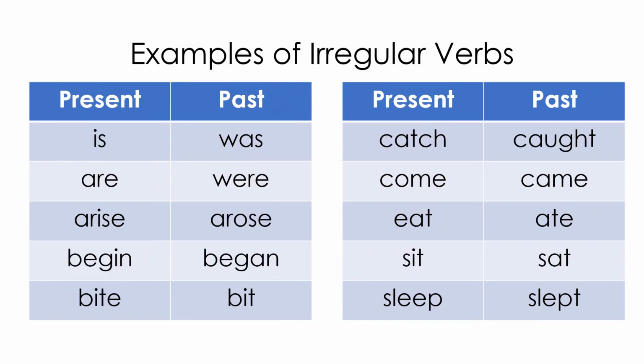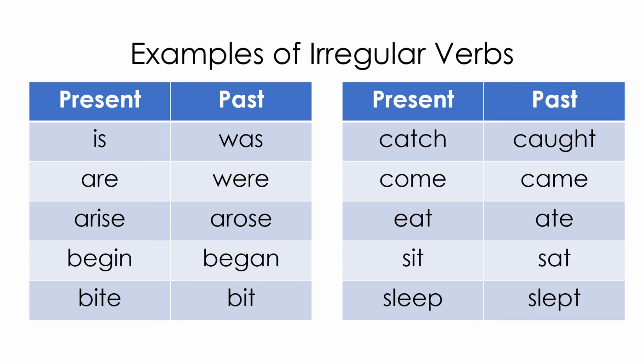Here are some examples of irregular verbs in their present and past tense. Remember, we do not add d or ed to form the past tense of irregular verbs. We change their spelling. Is, was; are, were; arise, arose; begin, began; bite, bit; catch, caught; come, came; eat, ate; sit, sat; sleep, slept.